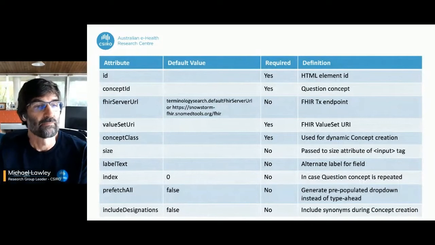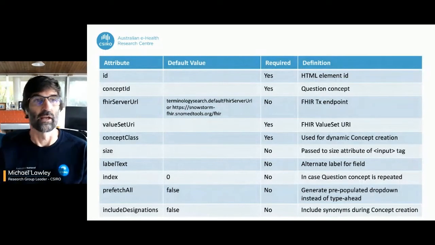And then the last property there, include designations. This affects the dynamic concept creation. And so just flagging that here, and then I'll talk a little bit more about it when we get to that part of the talk.